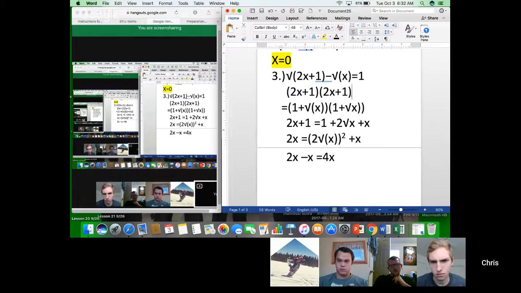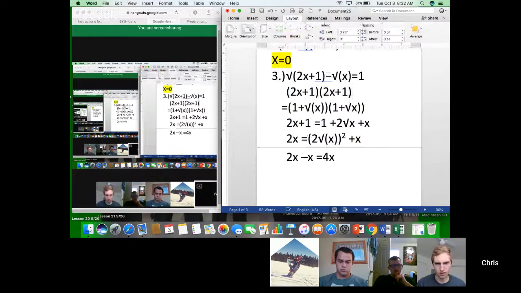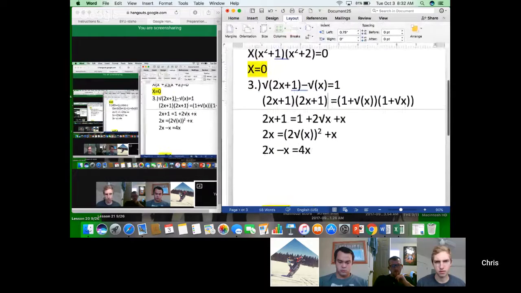Oh, x squared plus 4x plus 1. Layout. Orientation, landscape. There we go.